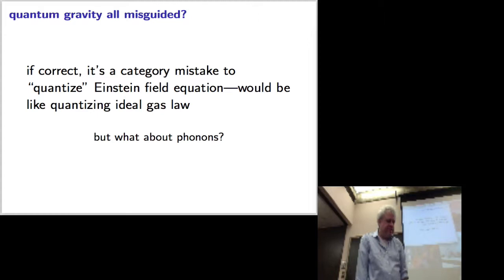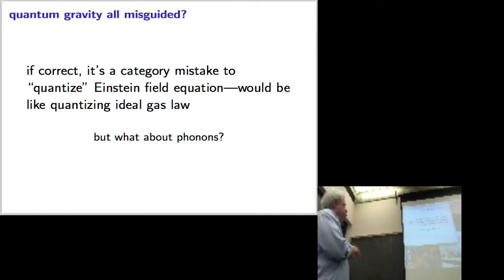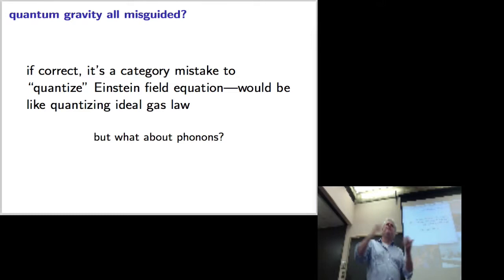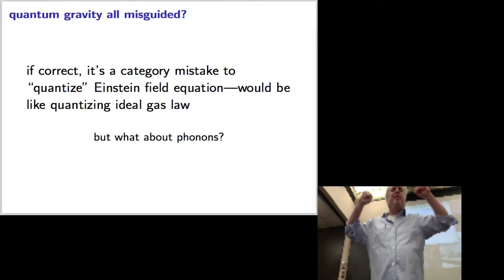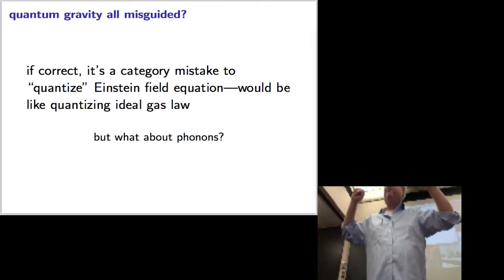One lesson that I think both Ted and Padmanabhan want to draw from their analysis, if correct, is that it's a category mistake to quantize the Einstein field equation. It would be like, they say, quantizing the ideal gas law. That's just got to be wrong, right? Yeah, you never want to quantize the ideal gas law. You never want to quantize the Navier-Stokes equations. But in fact, sometimes we do. Phonons. So it's not clear when they say it'd be a category mistake to quantize phenomenological equations of state.